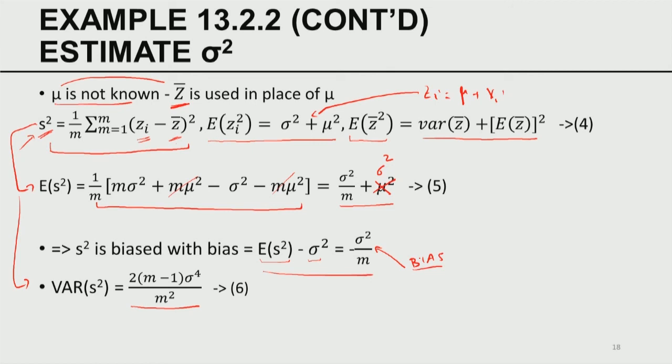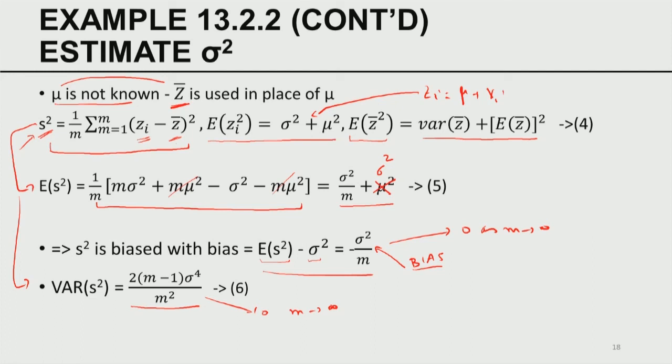Now if you let m go to infinity, the bias tends to 0. The bias tends to 0 as m goes to infinity. The variance also goes to 0 as m goes to infinity. So what does it mean? This estimate is asymptotically unbiased, but for finite samples it is biased. But asymptotically, it becomes consistent.